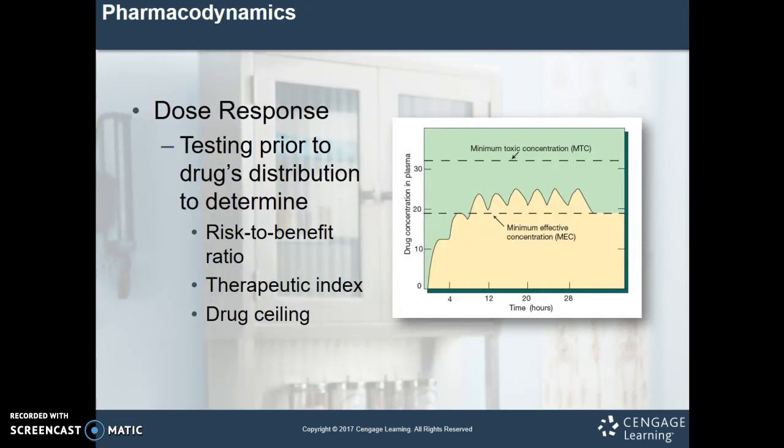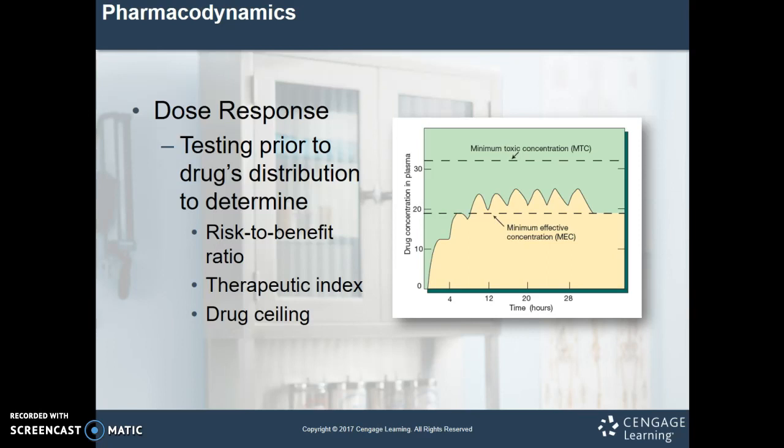Okay, dose response. Drug manufacturers have a lot of tests that they have to complete on a drug prior to the drug coming to market in order to determine its risk to benefit ratio. In other words, how safe and effective is this drug, and at what levels is it safe and effective? So the manufacturer must determine the drug's therapeutic index, and that is the range between the therapeutic dose of the drug and the dose at which the drug becomes toxic.